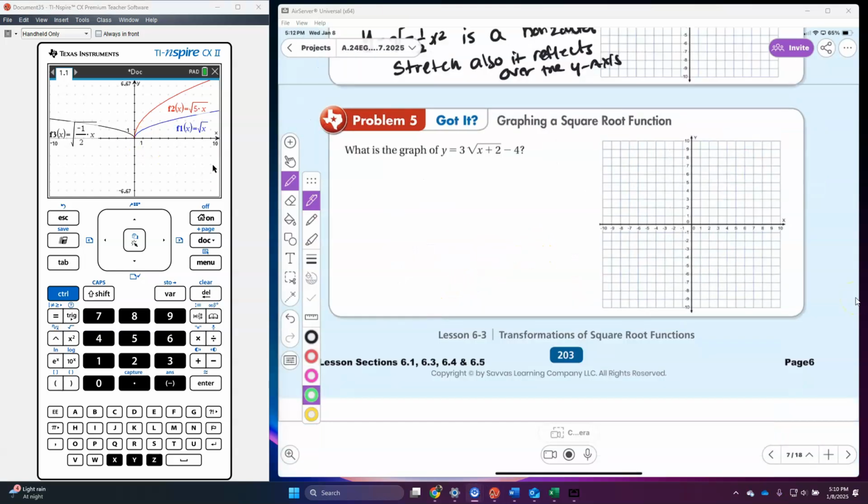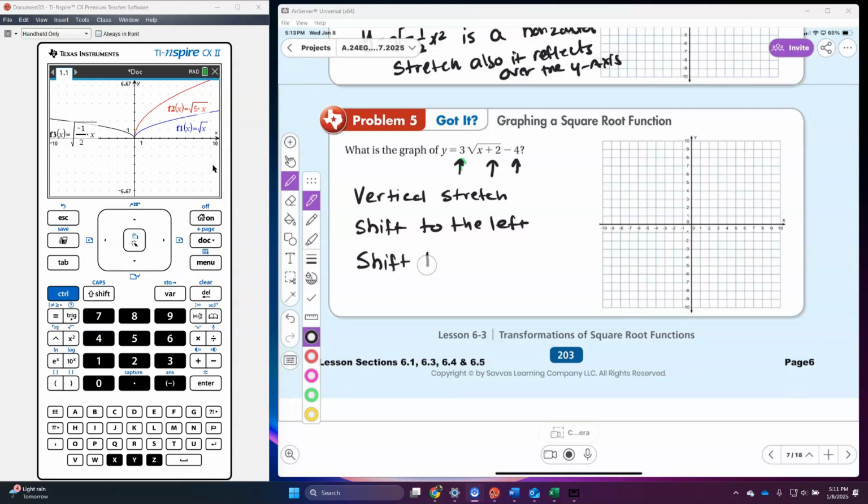So now we're going to go ahead and put this all together. I want you to describe how each of the numbers will affect the transformation. For example, the 3 in front of the square root is going to be a vertical stretch by a factor of 3. The +2, we think it's going to move to the right, but it doesn't. It's going to shift to the left 2 units. The -4 is going to shift the parent function down.